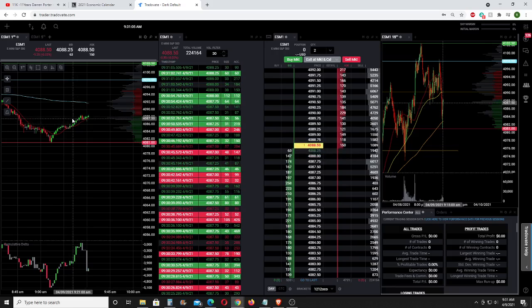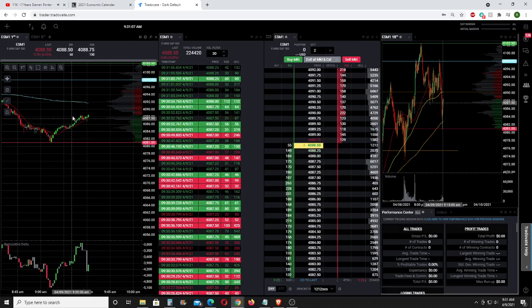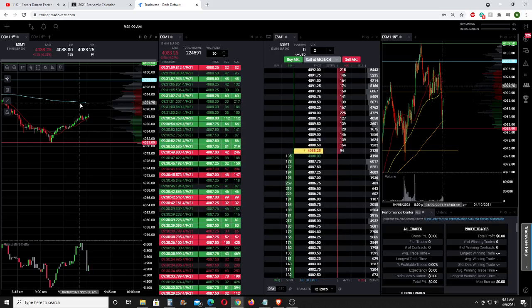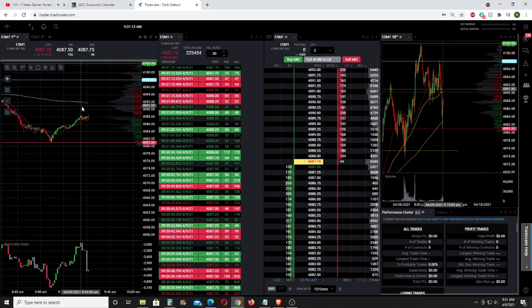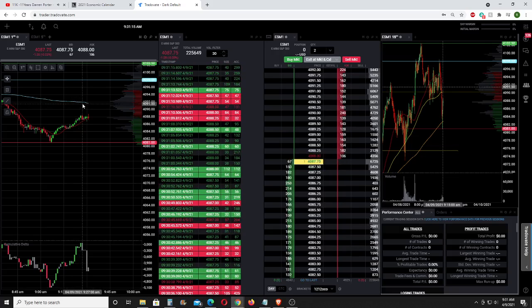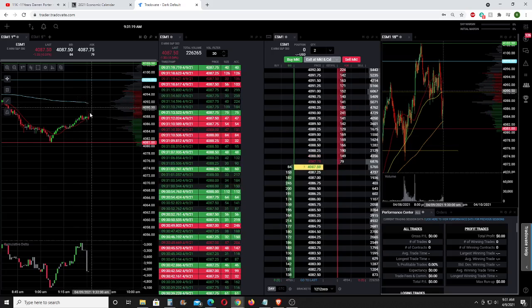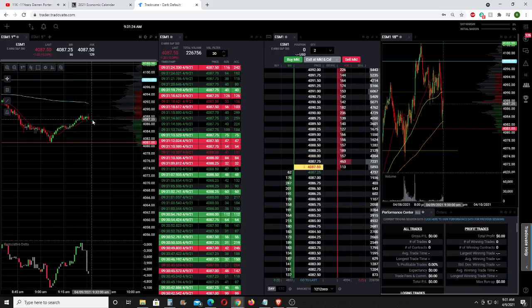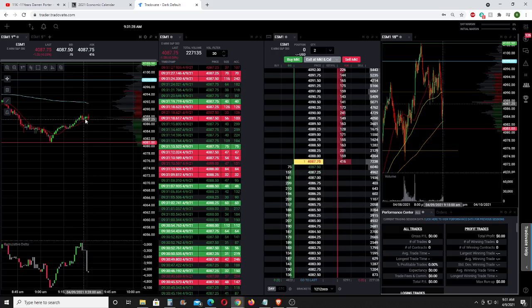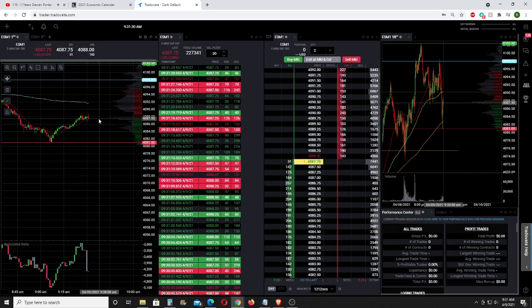Alright. It is near VWAP. It's below the VWAP, close to it as well. It's going to be another key level. It's hovering around the 9 period moving average here, in the 1 minute chart.